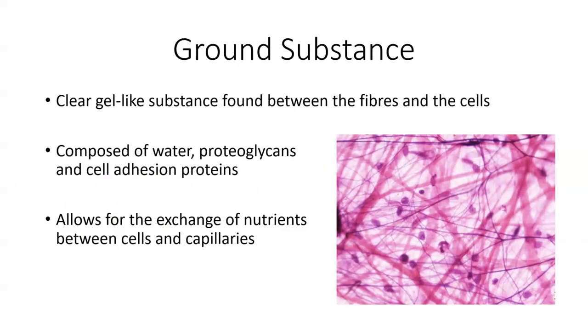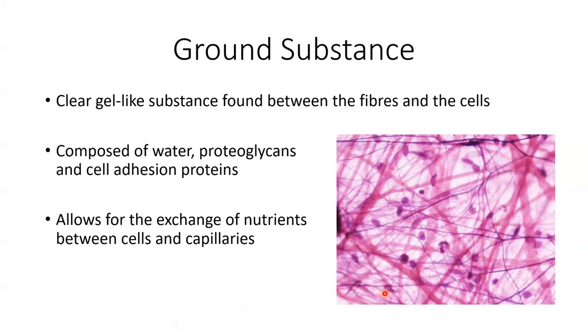So taking a closer look at each of those components, we'll start with ground substance. Ground substance is a clear gel-like substance that's found in between the protein fibers and the cells. It's made up of largely water, so over 90% water, as well as proteoglycans and cell adhesion proteins, which act as a bit of a glue for the cells in that extracellular matrix. The purpose of ground substance is to allow for the exchange of cellular nutrients and wastes between the cells and the capillaries within that connective tissue.